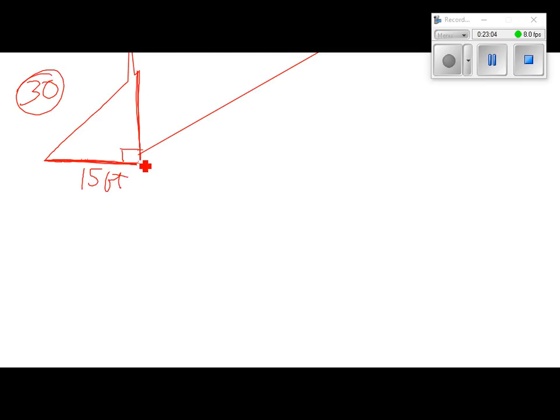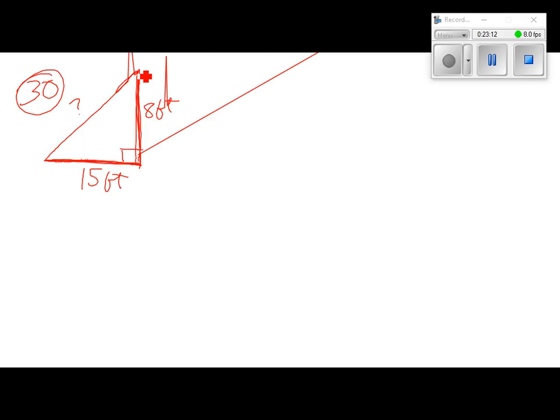Problem 30: if the supporting stake in problem 1 were 15 feet from the tent and an 8-foot tent pole were used, what would be the length of the guide wire? So do the same thing except just change the numbers. What is this distance right here? 15 feet. What's this distance? 8 foot. This over here is our guide wire, right? That's what we're looking for.